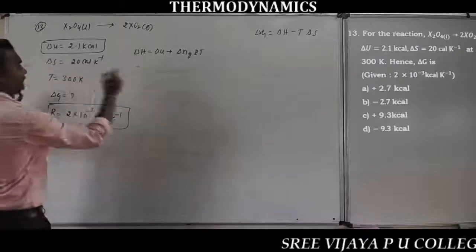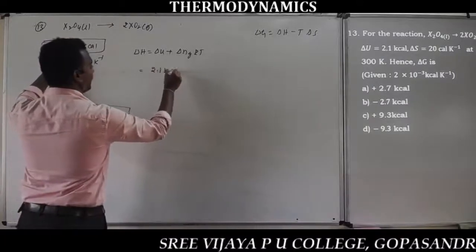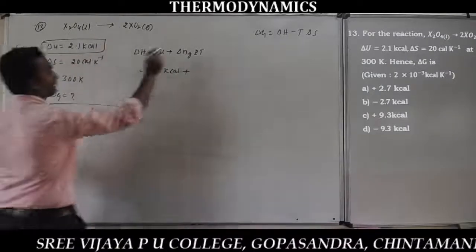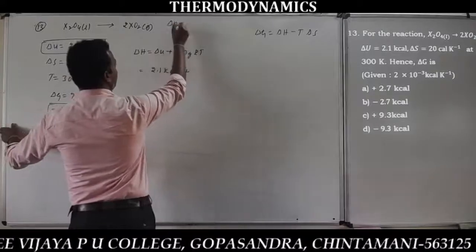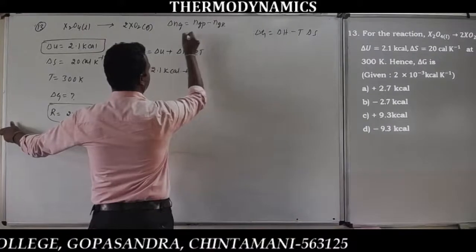Delta U is given, how much? That is 2.1 kilocalorie plus delta Ng we have to calculate. To calculate delta Ng, observe, delta Ng is equal to number of moles of gaseous products minus number of moles of gaseous reactants.